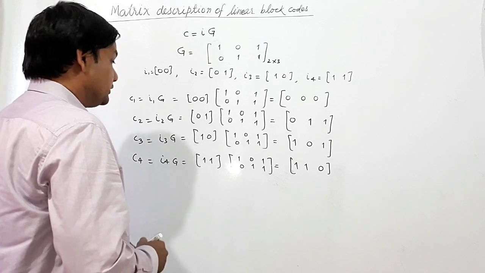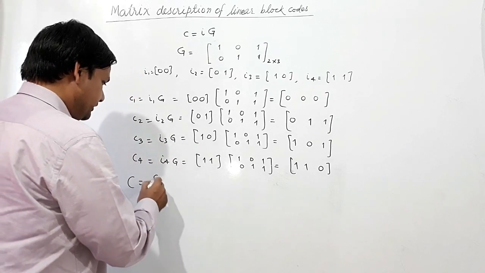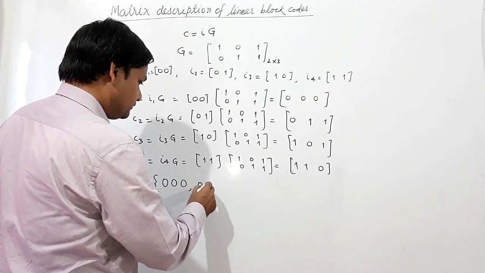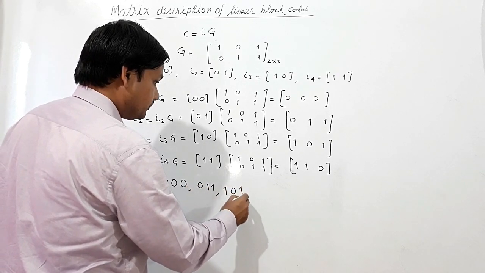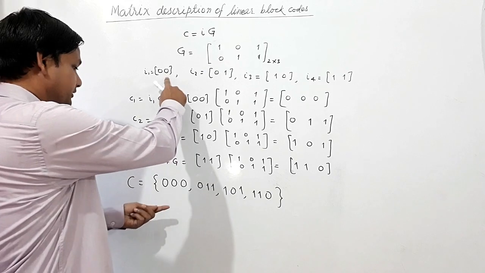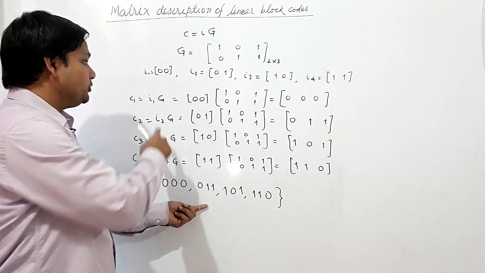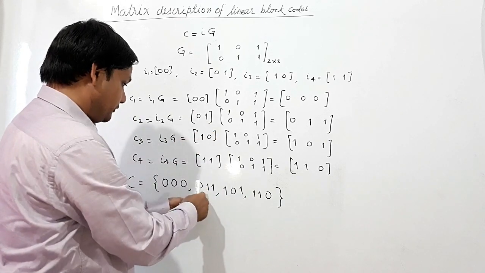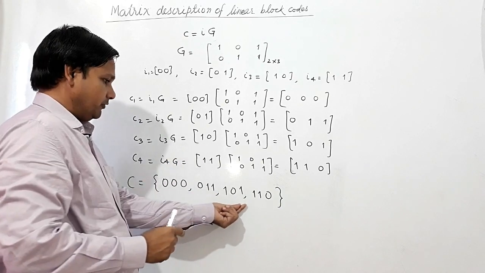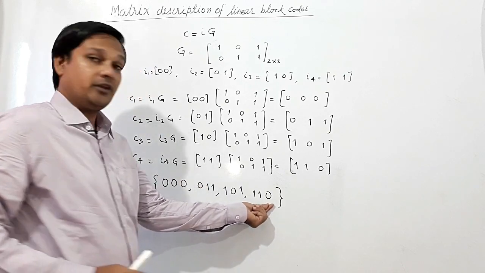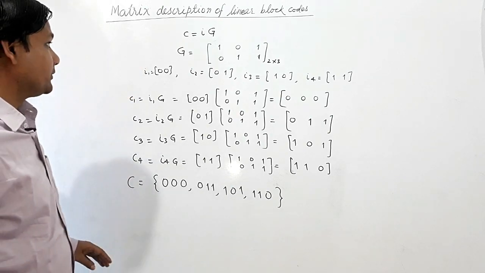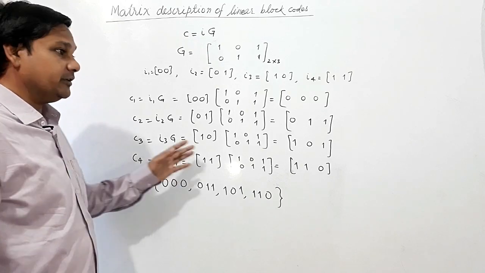Code words are, if I write code word wise, C can be written as 0, 0, 0, 0, 1, 1, 1, 0, 1, 1, 1, 0. This is the code word. And we can easily see here, I1 was 0, 0, so 0, 0 is appended. I2 is 0, 1, so 0, 1 is here and 1 extra bit is appended here. I3 is 1, 0. 1 is appended here, I4 is 1, 1, some extra bit has been appended here. So, this is all about how to find the code word if generator matrix is given.